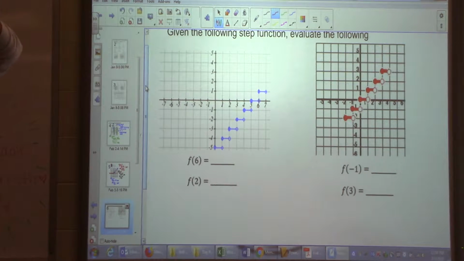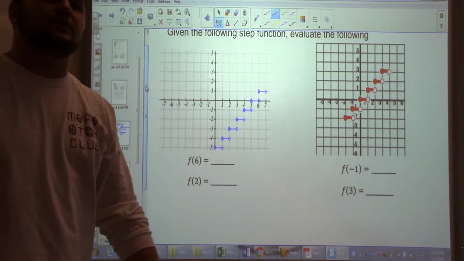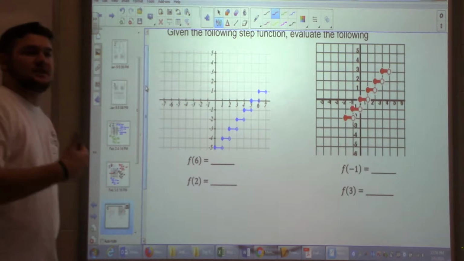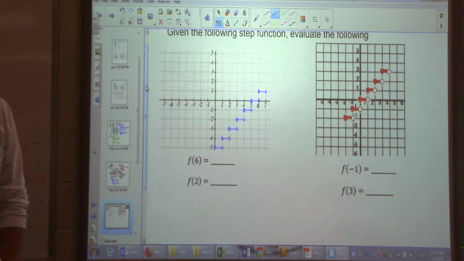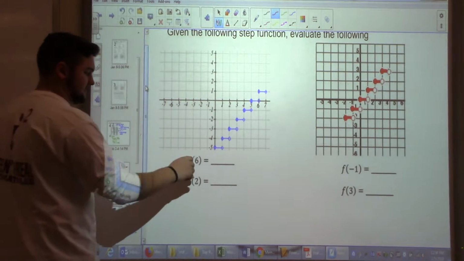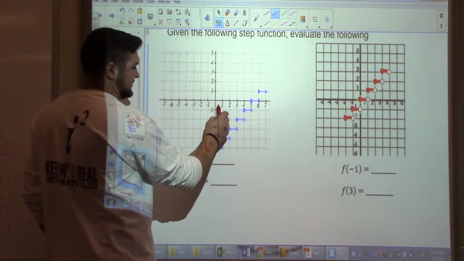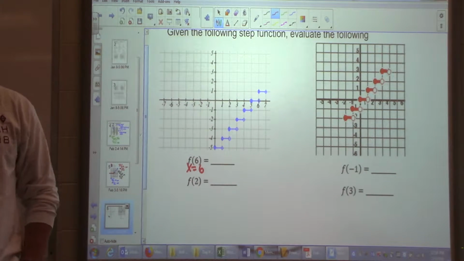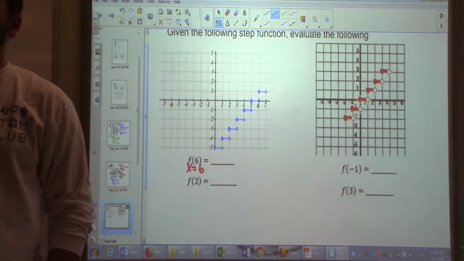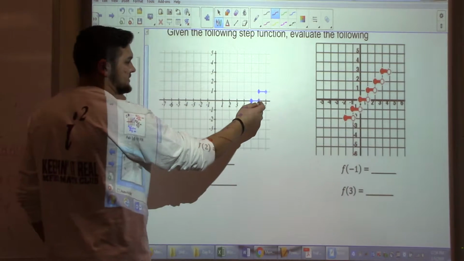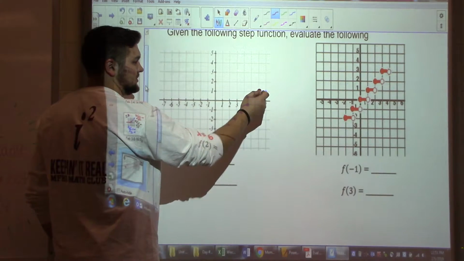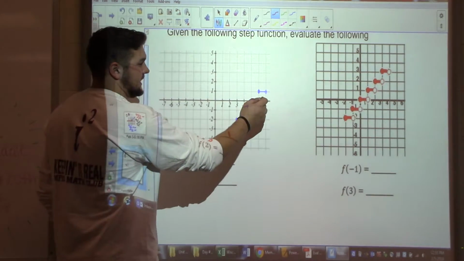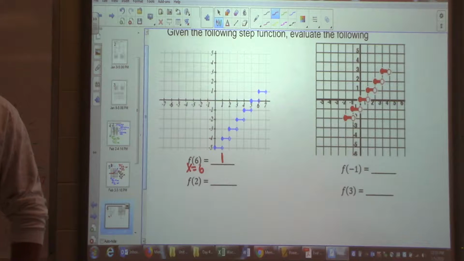If I'm asking you to evaluate these, we evaluate them the same exact way that we've evaluated other functions. Alright? If I am looking for f of 6, where do I look to find my answer? Where x equals 6, right? So where x equals 6, I need to find the closed point. Remember, the open point does not count. We're not including it. So where x equals 6, I need the closed point, which is at +1. 0 is not an answer. That open circle means it is not included.